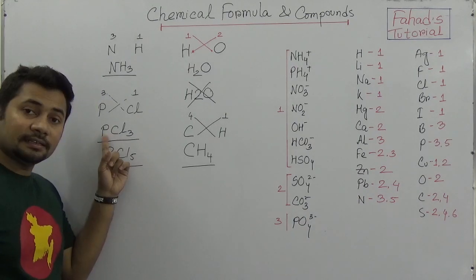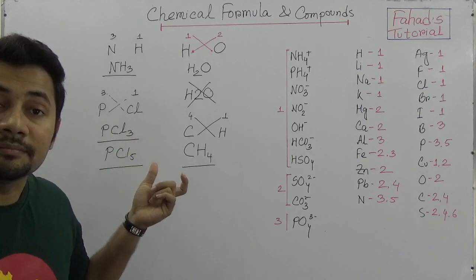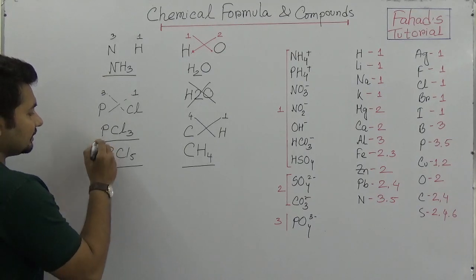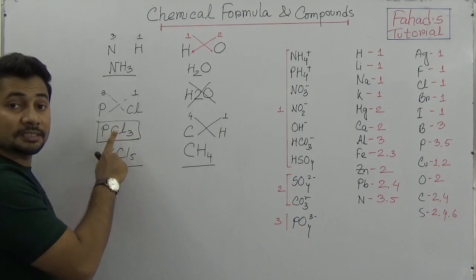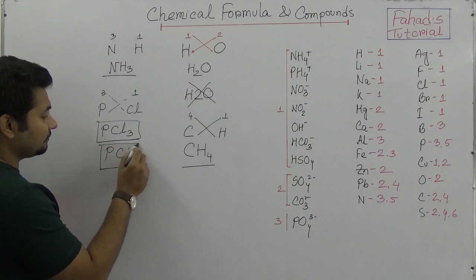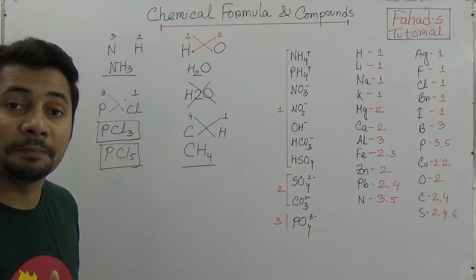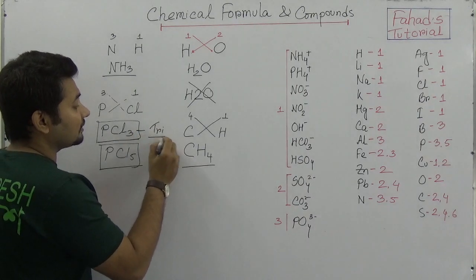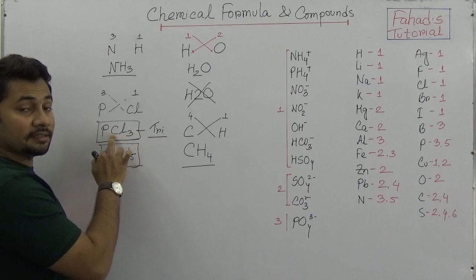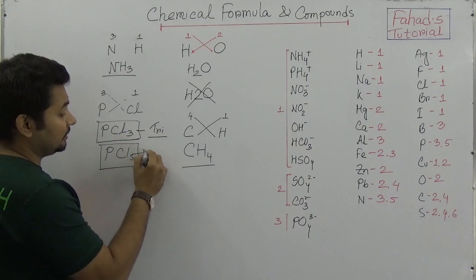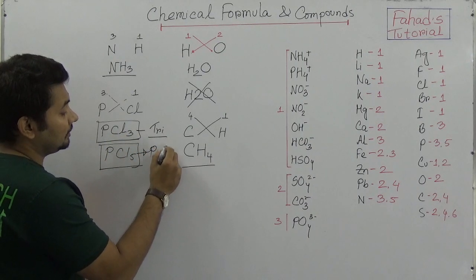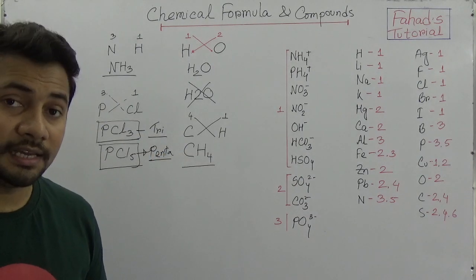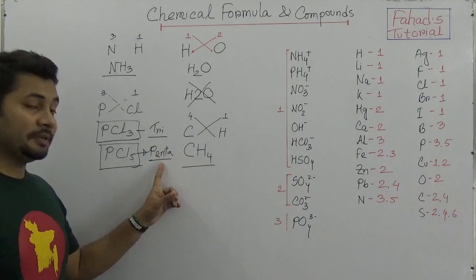Now we can say PCl3 is the name of phosphorus trichloride and PCl5 is the name of phosphorus pentachloride. You know that the word tri means 3. So it has 3 chlorine together, and here it has 5 chlorine together, so it would be pentachloride. I hope you understand the difference between tri and penta.